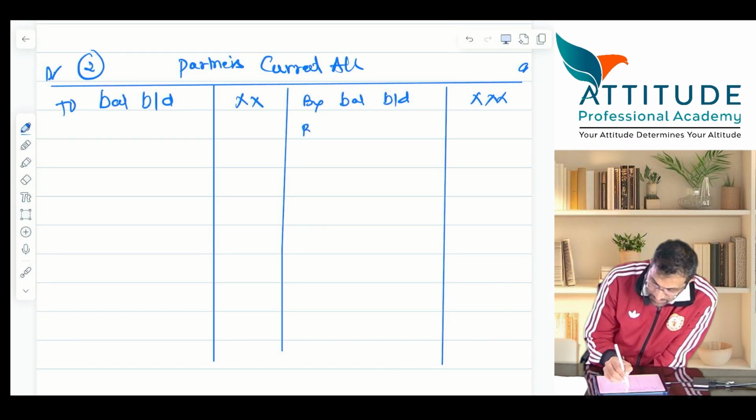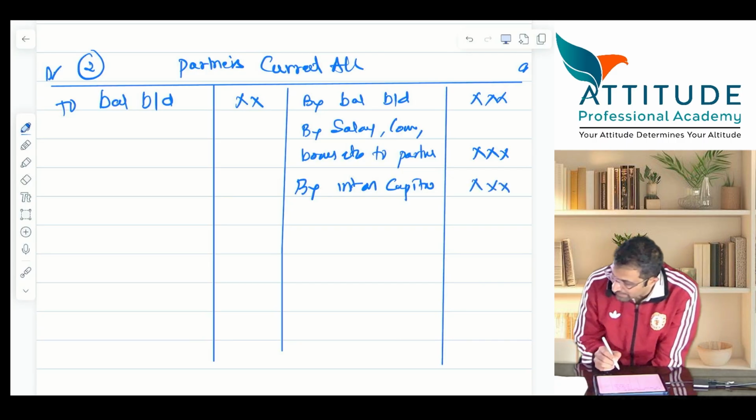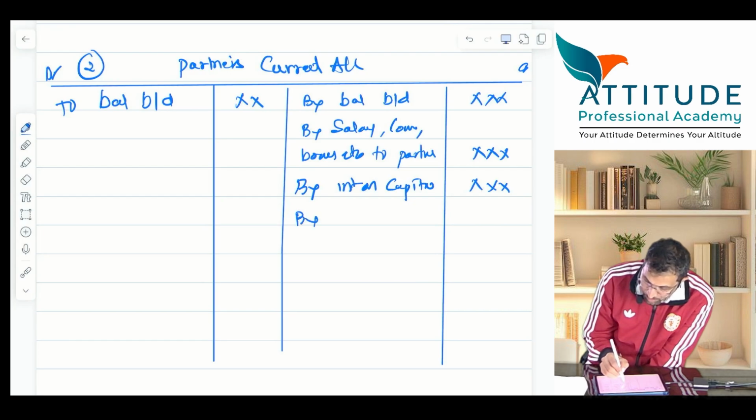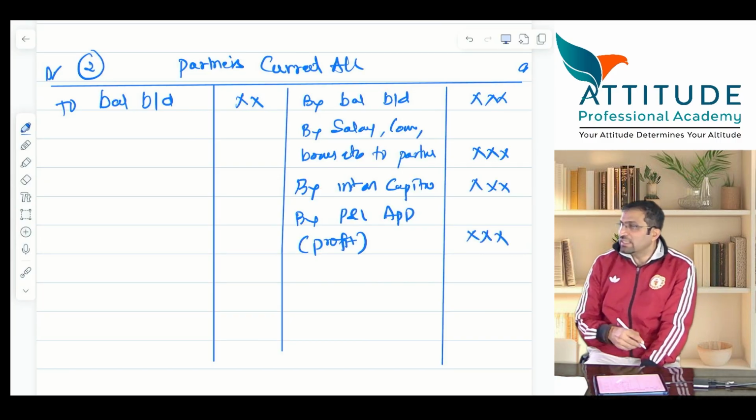By salary, commission, bonus, etc. to partner, इधर आएगा. By interest on capital, इधर आएगा. Is that clear? Then by profit and loss appropriation account, in bracket profit, इधर आएगा. So all appropriation items will come in partners current account. It will not go in fixed capital.